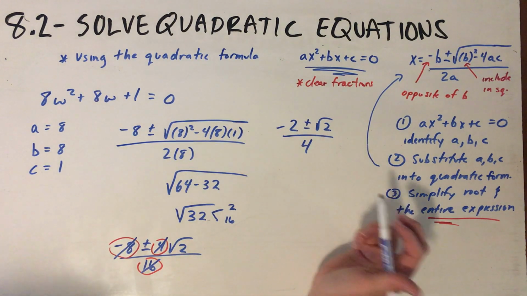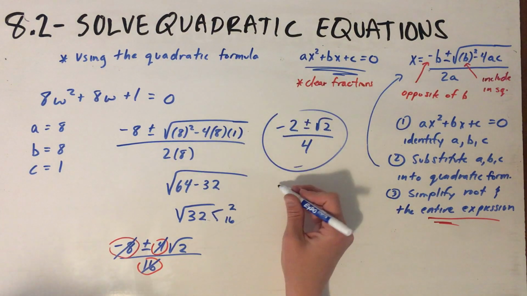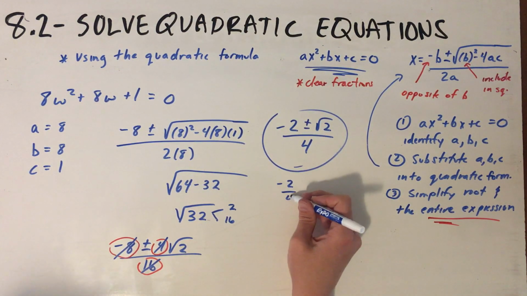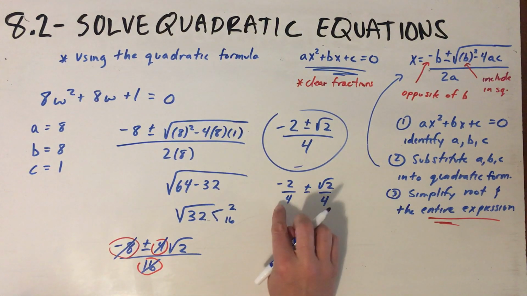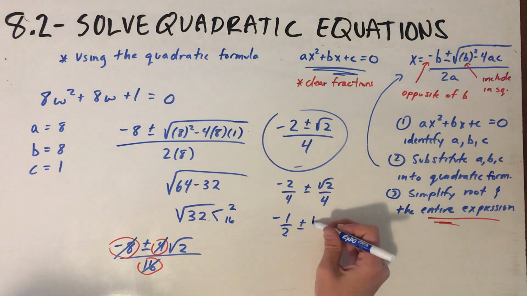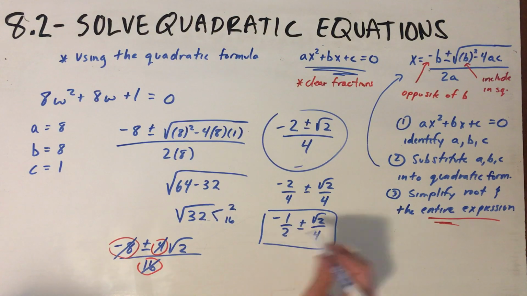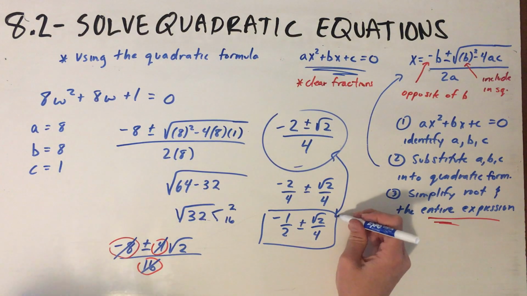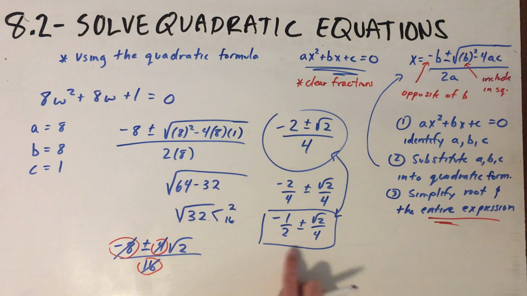I do want to point out that some people might separate this out into something that looks like this. And if that's the case, then this could be reduced to negative 1/2 plus or minus the square root of 2 over 4. These are the same answer. This is the same as this, just in a different format. On the test, I'll write them like this, but again, in other places you might see them written in this format. So just be aware of that.